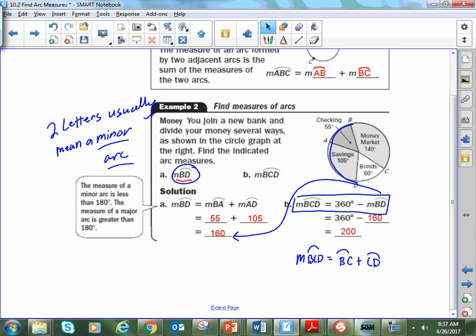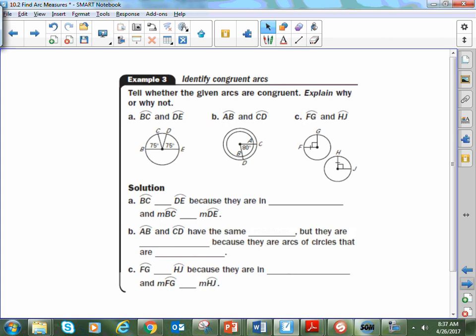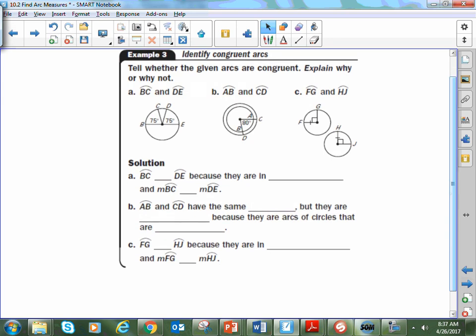So that is what arc addition is asking us to do. Pretty common sense. Now here's a really good property that I really like. This is something that causes students a little bit of grief if you don't understand it.